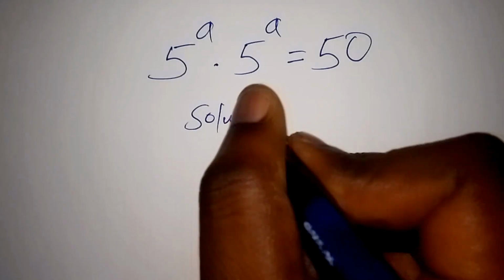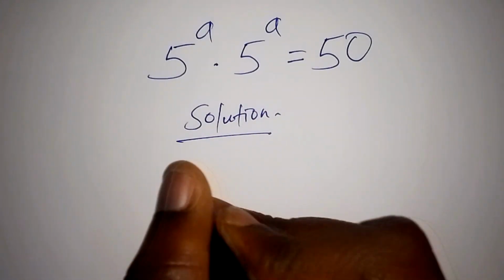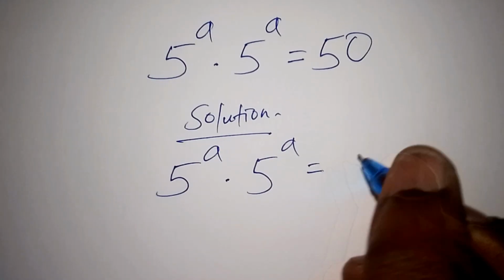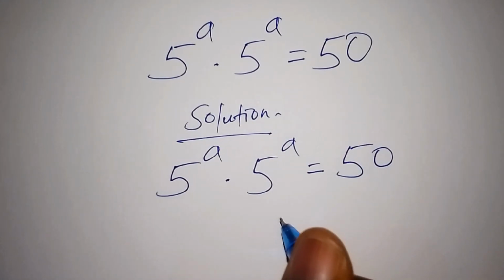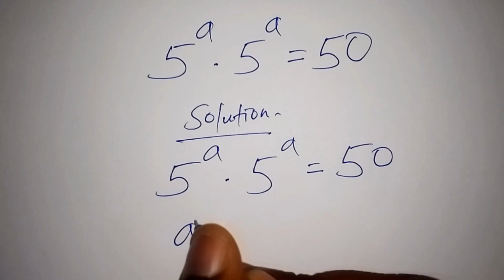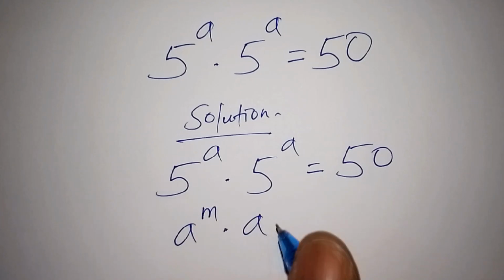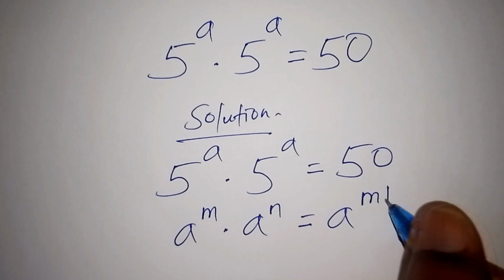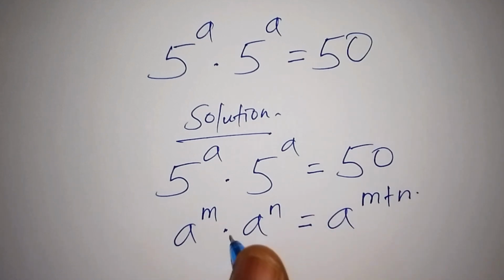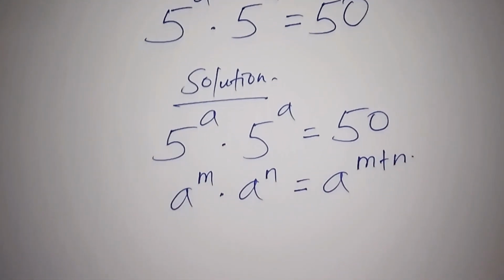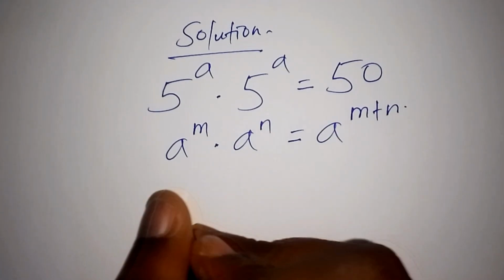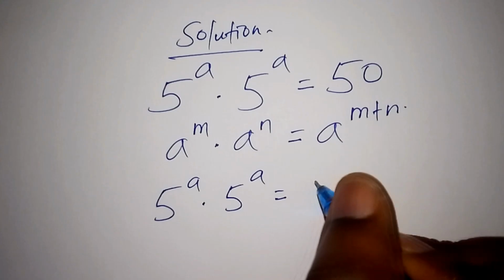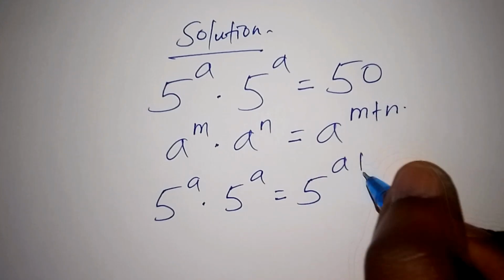So in our solution, we have 5 to the power of a, multiplied by 5 to the power of a, is equal to 50. Let's remember that if we have a to the power of m, multiplied by a to the power of n, this can also be written as a to the power of m plus n. Meaning that the multiplication changes to addition. So here we shall have 5 to the power of a, multiplied by 5 to the power of a. The result shall be 5 to the power of a plus a.